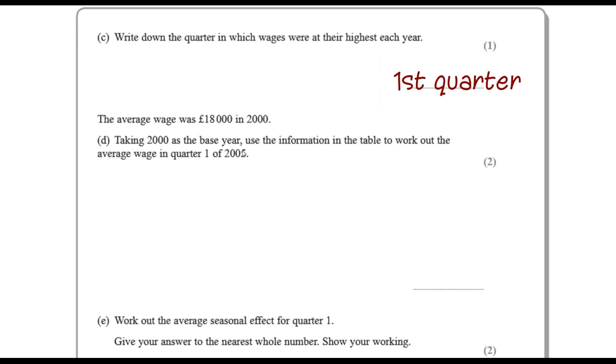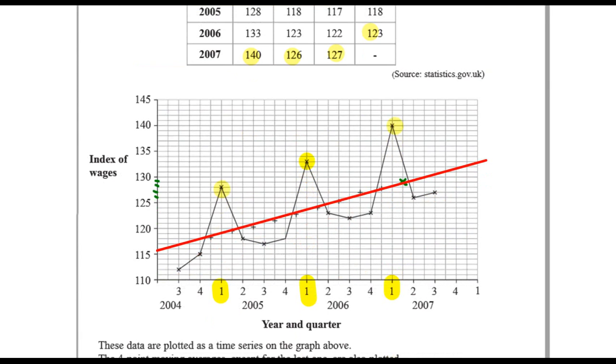The average wage was 18,000 in the year 2000. Taking 2000 as the base year, use this information in the table to work out the average wage in quarter 1 of 2005. Okay, quarter 1 of 2005. So quarter 1 of 2005 is here, and we want to work out the index. It's here, so it's 128 as we read off.